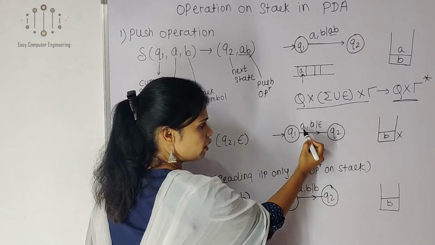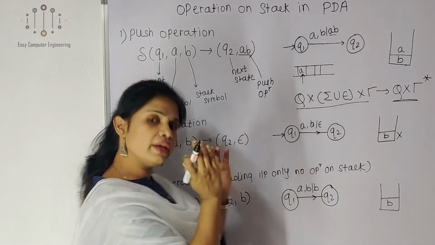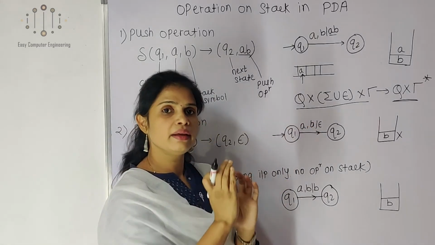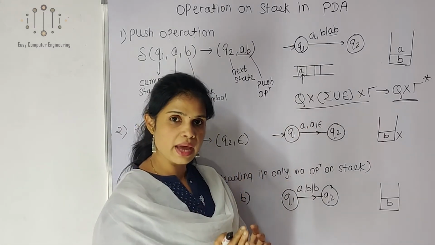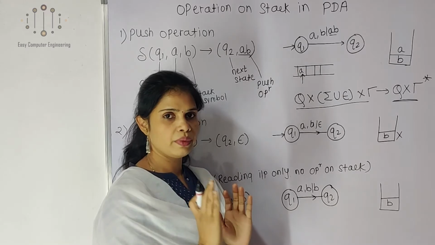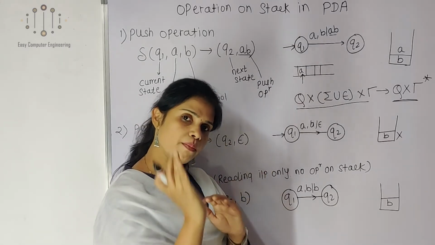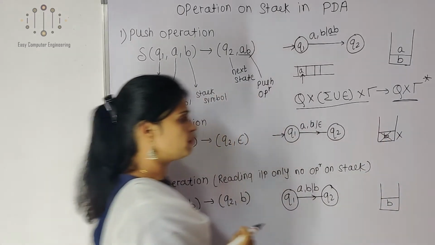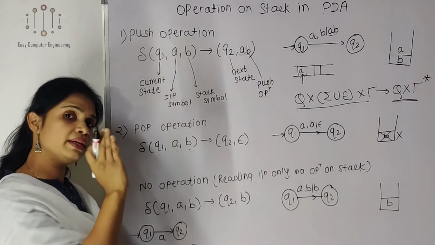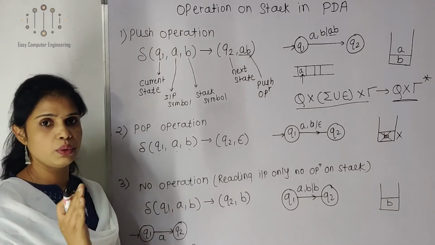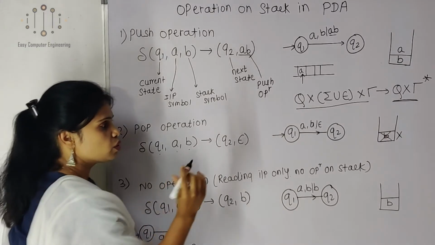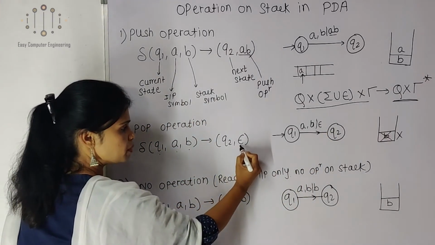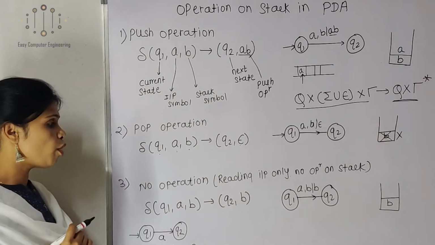Means on the current input symbol A, just read that A, and if there is a B symbol in your stack, pop that symbol. Read A and pop B. Means B is popped from the stack, and simultaneously you are moving from one state to another state. Okay, so for the pop operation we are showing epsilon. Same here, epsilon. Now the third is a no operation.